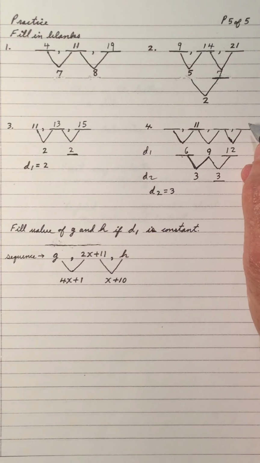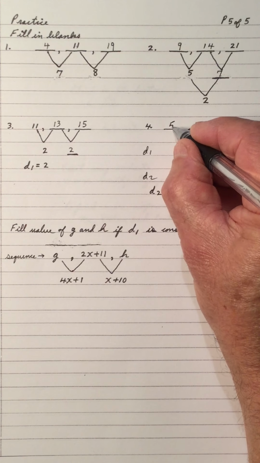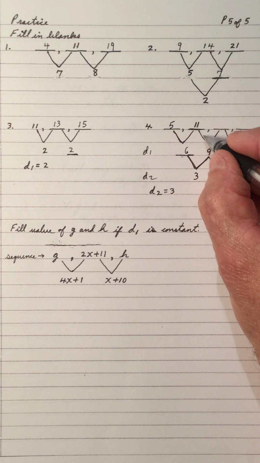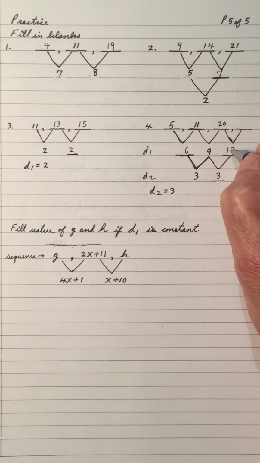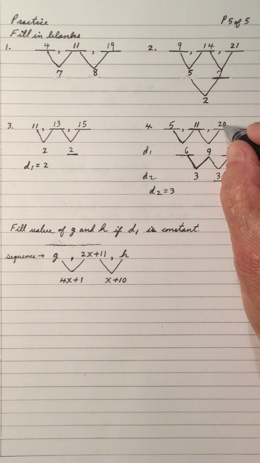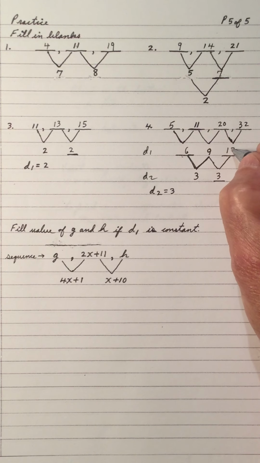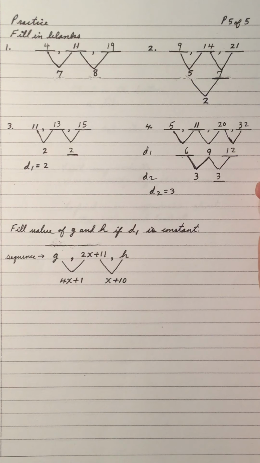Let's get the sequence figured out. 11 subtract what number gives you 6? That's a 5. 5 plus 6 is 11. What number subtract 11 gives you 9? So that's a 20. And if that's a 12, what number subtract 20 gives you 12? Is 32. Because 20 plus 12 is 32. And you can go through and check it out.